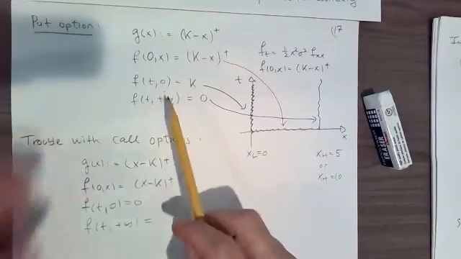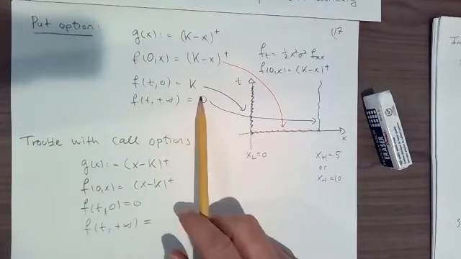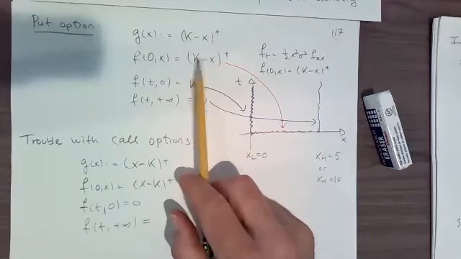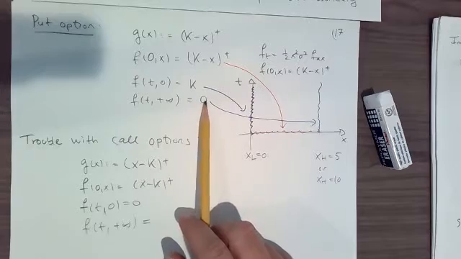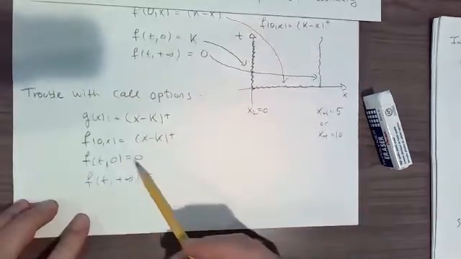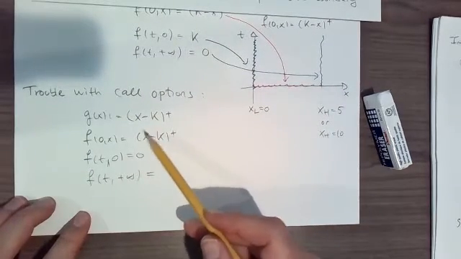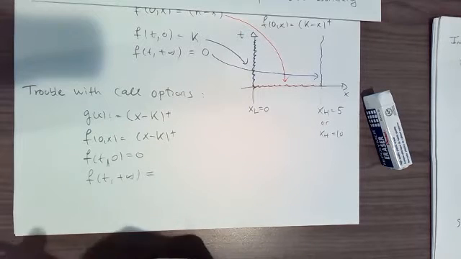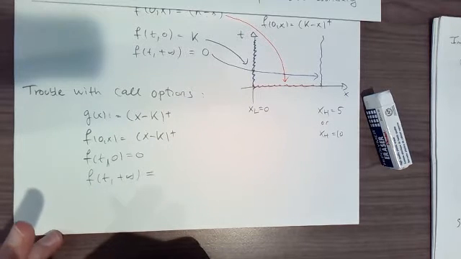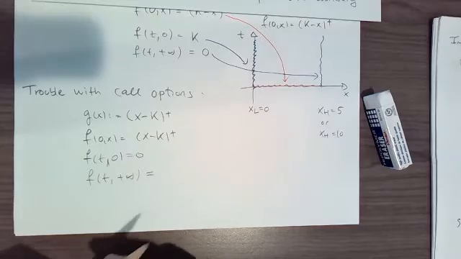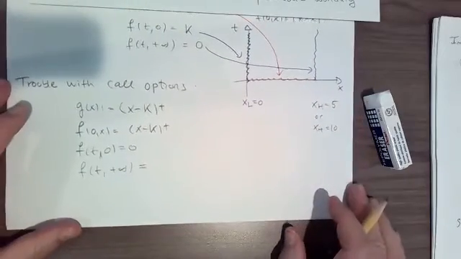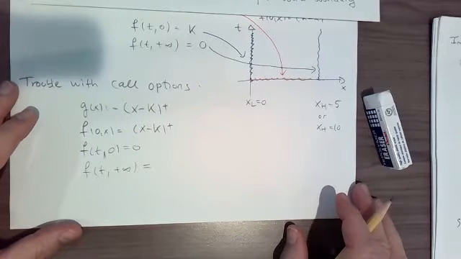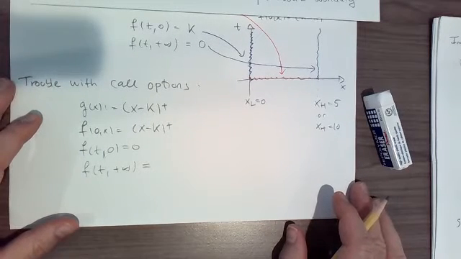Like what we did for the put, we said, well, when x is very large, going to plus infinity, you're going to get past k, you're going to get the positive part of something negative. That's going to give me the 0. But what happens down here when x is going to plus infinity? What is x minus k going to go to? Yeah, I mean, that's going to go to infinity.